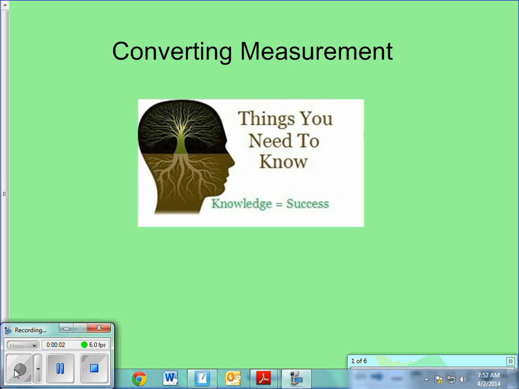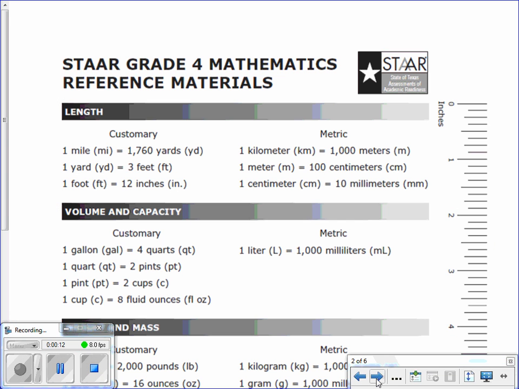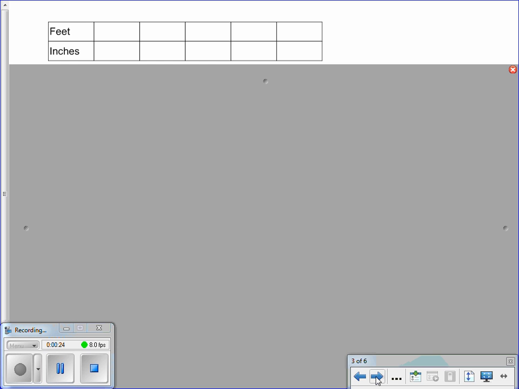This video is going to show you how to convert measurements. We're going to start with converting customary units of length. The first thing that we need is our handy dandy math chart. And as I said, we're going to convert customary units of length. Looking at our table, we need feet and inches.